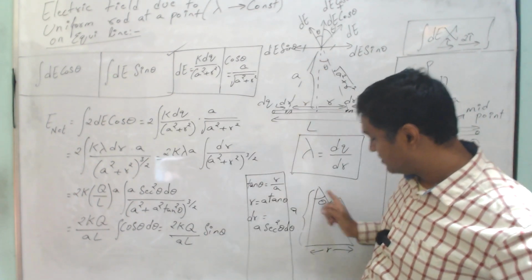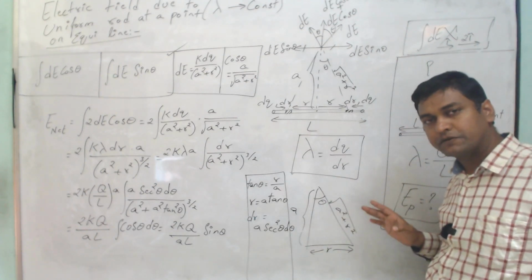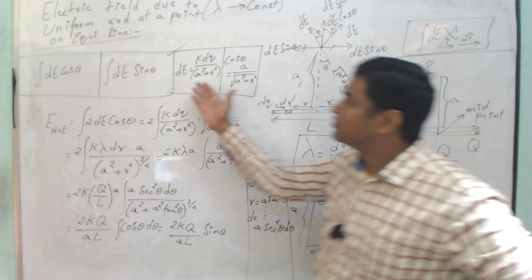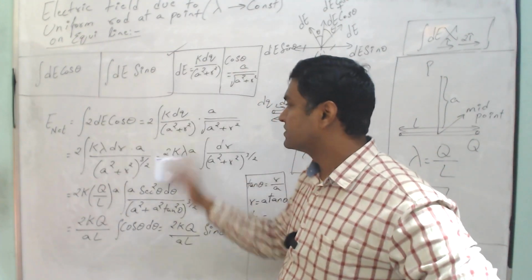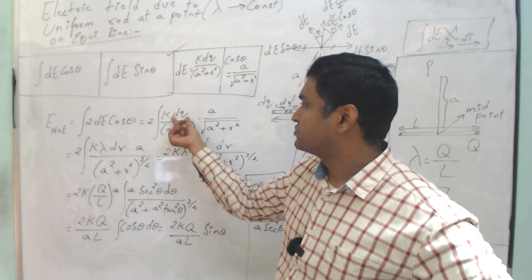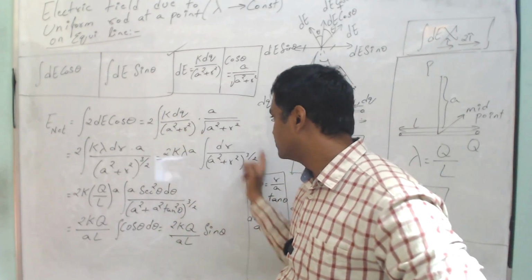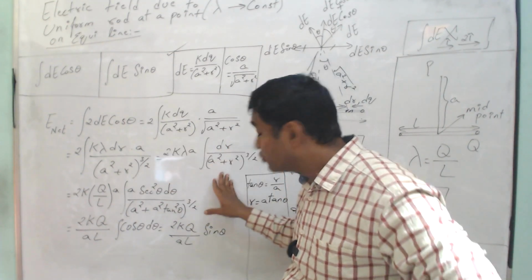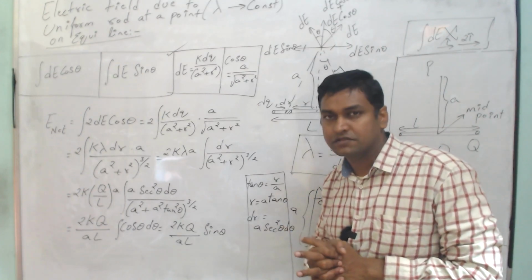And what is cos theta? According to the triangle, cos theta is adjacent upon hypotenuse. So I know dE and I know cos theta. Just substitute over here. After substituting dq and rewriting it, I have come to this situation. Now I have come to the integration part, the calculus.